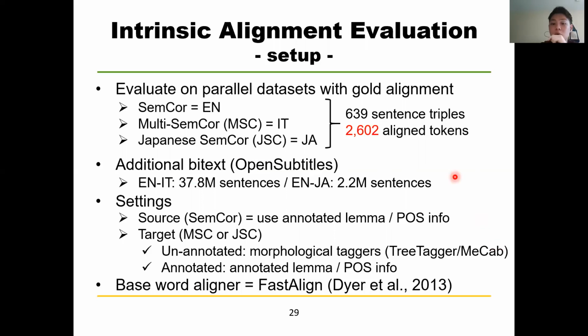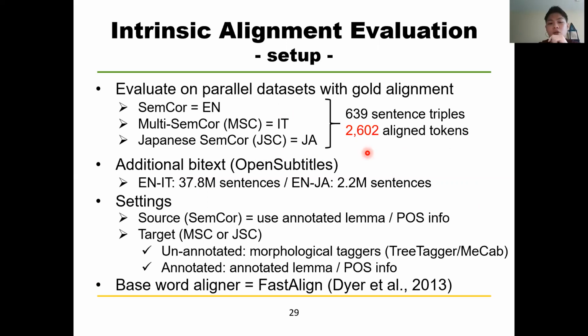So first of all, we'd like to validate our BabAlign algorithm in both intrinsic and extrinsic evaluation. So we perform intrinsic evaluation by evaluating the alignment accuracy on parallel datasets with gold alignment. As the dataset, we take SemCor, a sense-annotated corpus in English, and their manual translations in Italian and Japanese, MSC and JSC. From those datasets, we extract about 600 sentence triples with 2,600 aligned tokens, and those tokens share the alignment links among those three languages.